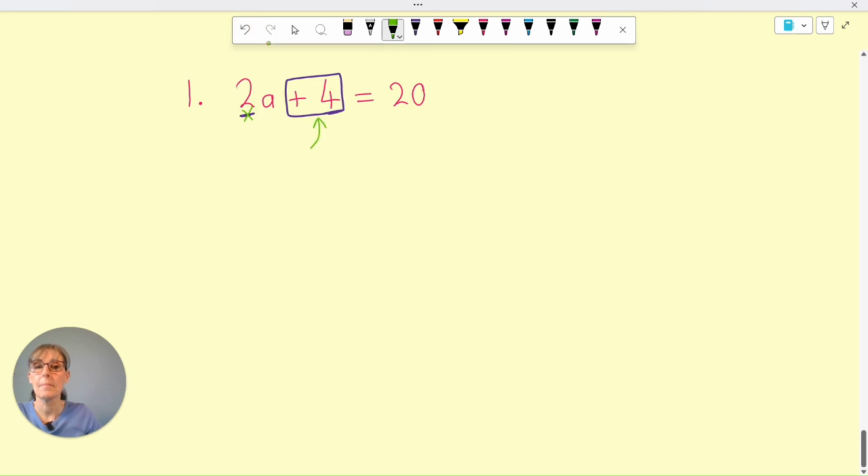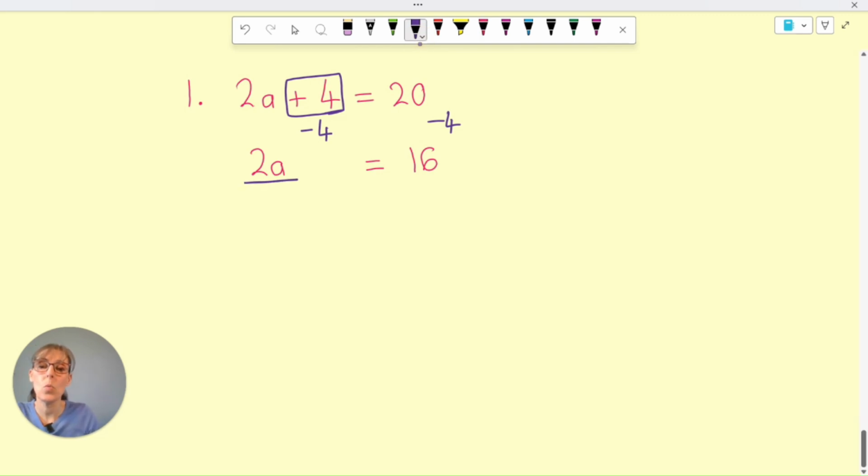It's so much easier. All right, so we've got a plus 4, which means if we want to get rid of that, we've got to take away 4. Because it's an equation, we need to take away 4 from both sides. Let's do that first. 2a, and we've got plus 4, take away 4, which is 0, equals 20, take away 4, which is 16. Okay, now this is easier, isn't it?